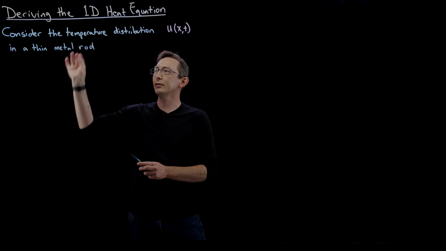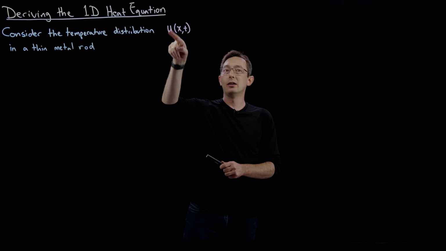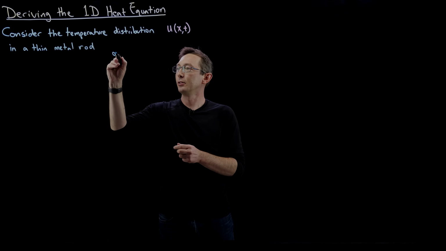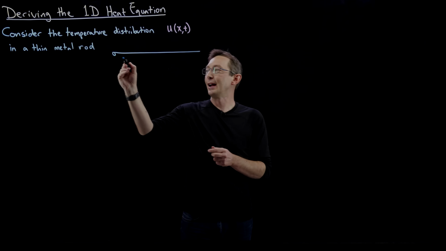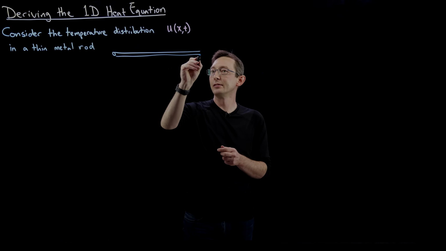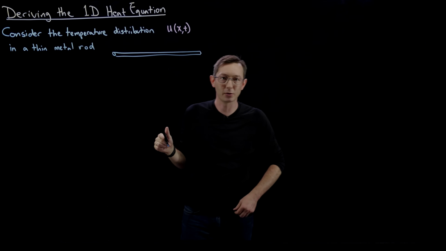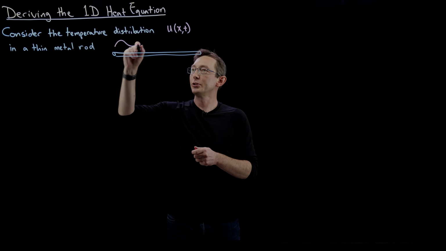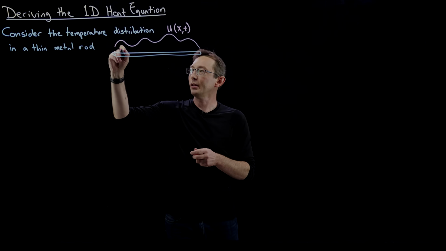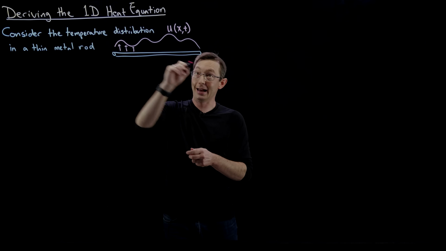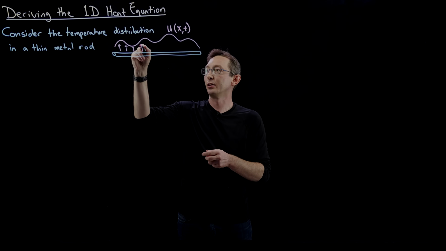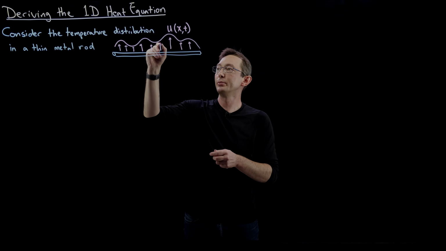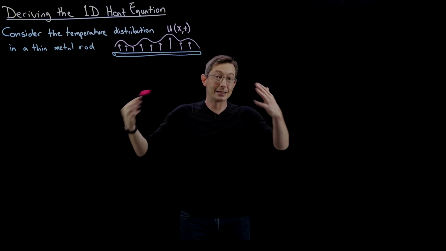OK, so we're going to consider the temperature distribution U of x and t in a thin metal rod. So let's actually draw this. You can just imagine this as a wire or a little piece of metal that you can pick up at the hardware store. And U of x and t is the temperature distribution, literally the temperature at every point in x. So x is how far I am along this thin metal rod. U is the temperature distribution, and it's evolving in time.